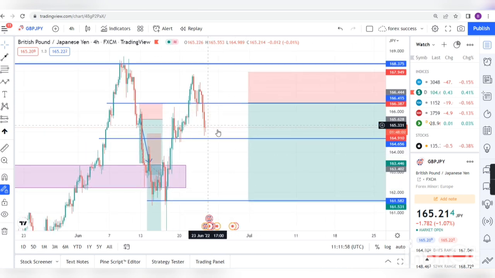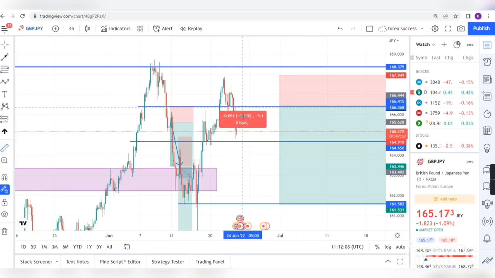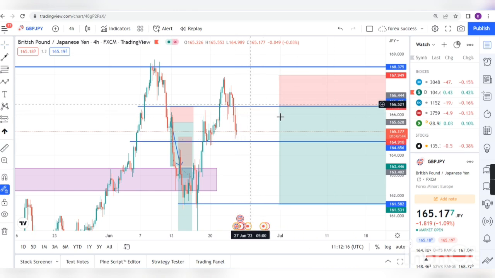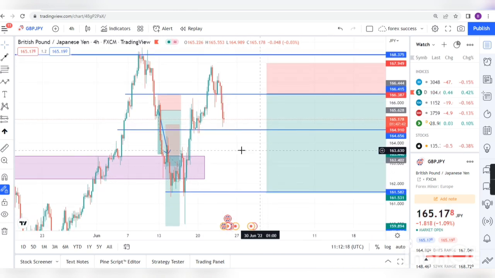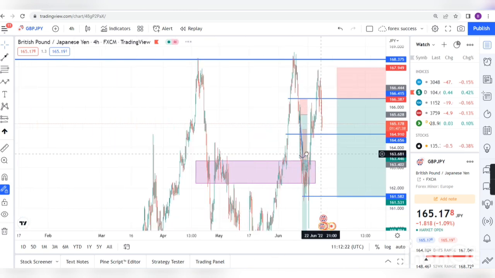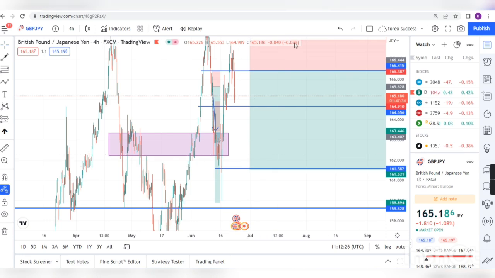Okay, GBP JPY. This is the trade I took. You can see my entry right here, and I took about 100 pips out of this trade this morning, and I'm still waiting for a retracement to take out more profit and enter the trade again. This is my analysis. I'm going to swing this trade targeting about 500 pips. You can see almost 500 pips for this trade.